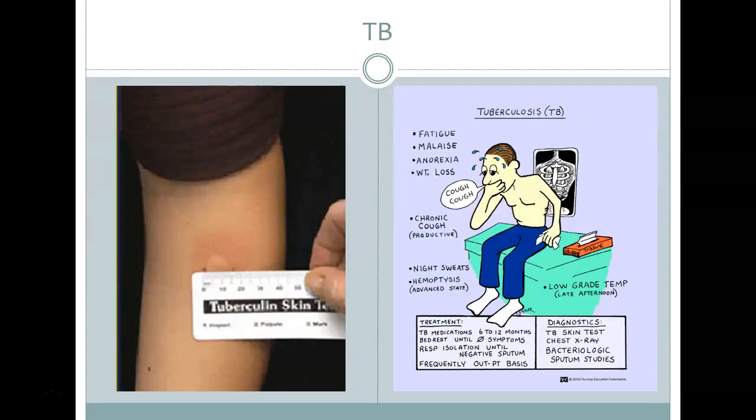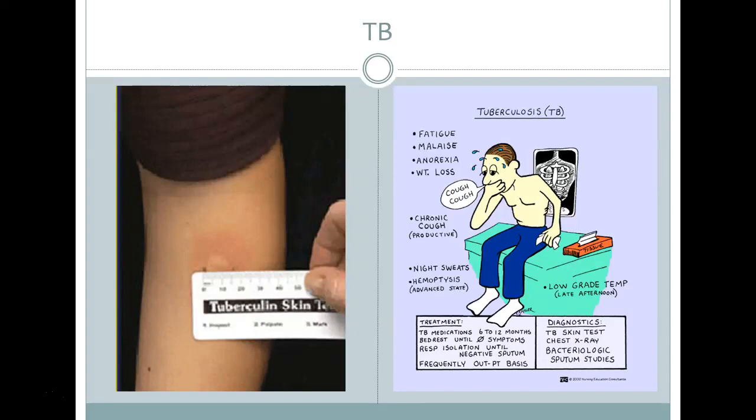Signs and symptoms of TB again include fatigue, malaise, anorexia, which is not wanting to eat, not having hunger, a productive chronic cough, night sweats, hemoptysis, which is blood in the sputum, and a low-grade temperature.